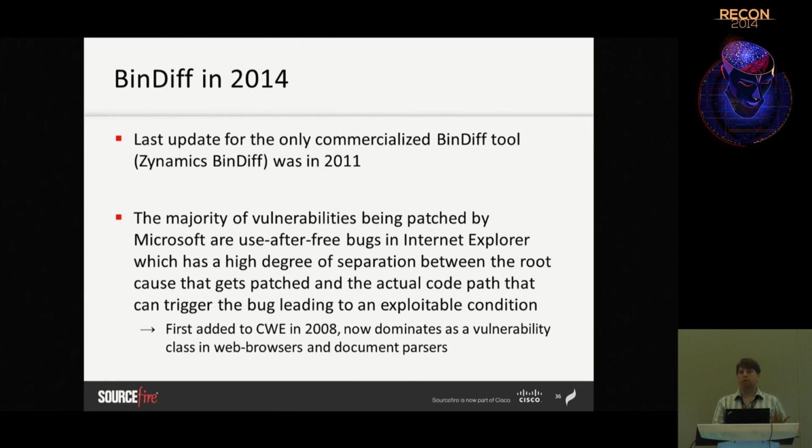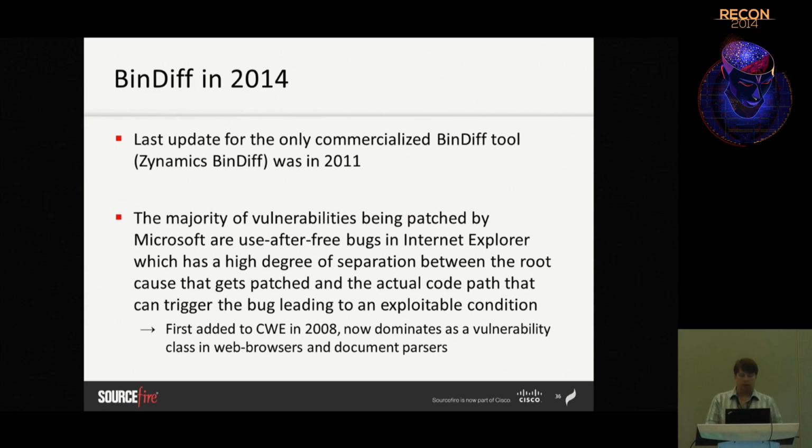In 2014, we are looking at a whole lot of use after free bugs. And use after free bugs are really easy to identify in a patch. They add a reference counter that was missing, and that's what you're getting. You're getting the location of the free being tracked. What you're not getting is the relationship of the code that allows you to exercise this free to object later on and take advantage of that use after free.